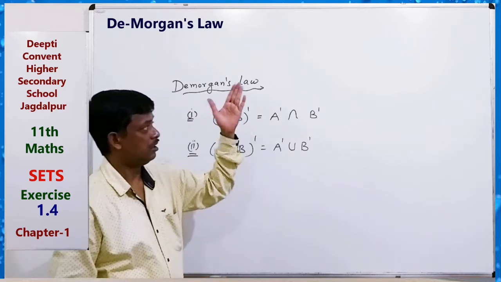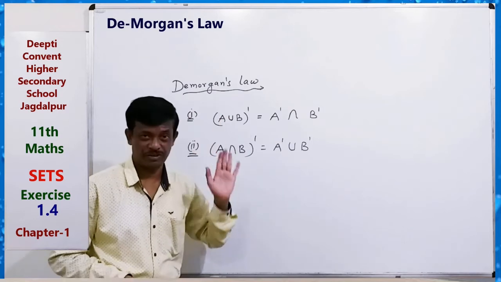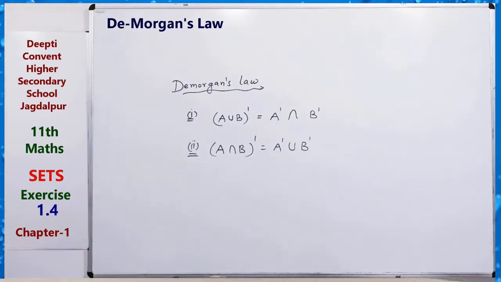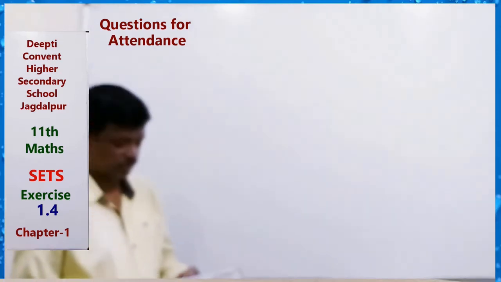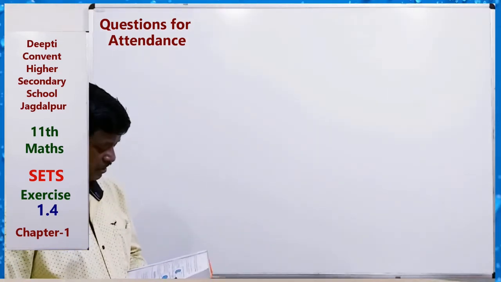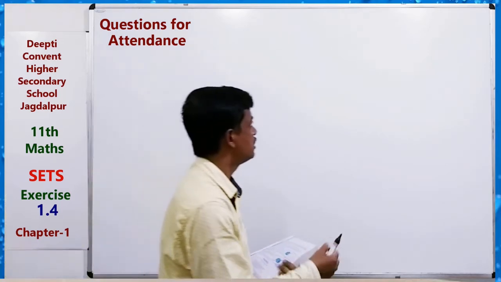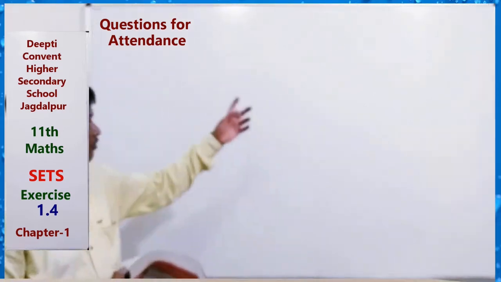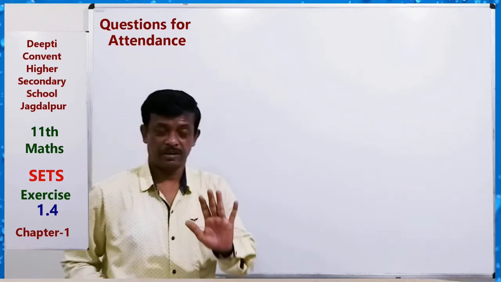Now we are trying to solve exercise 1.4. Now we will solve exercise 1.4. So first question, you can see the first question here. The first question given is, find the union of each of the following pairs of sets.